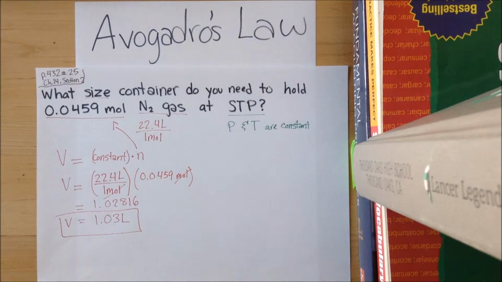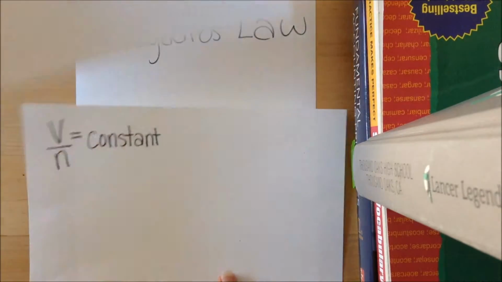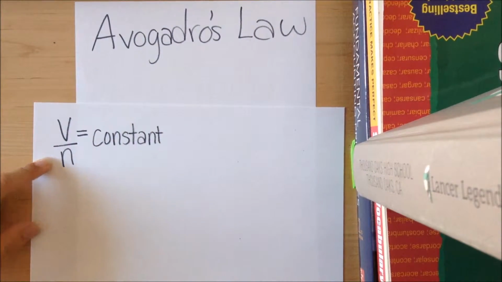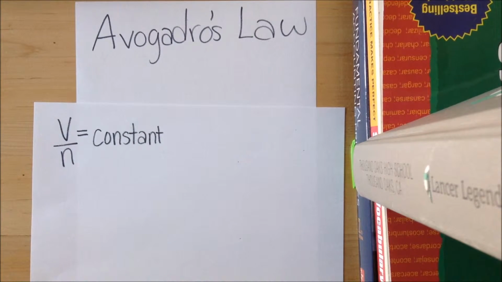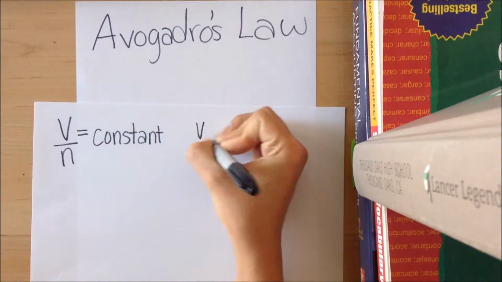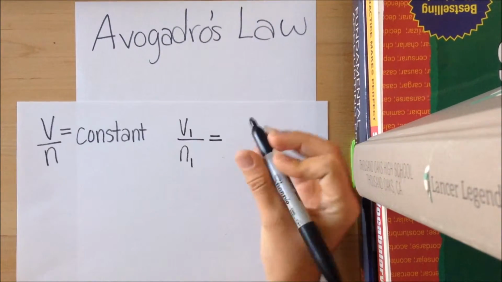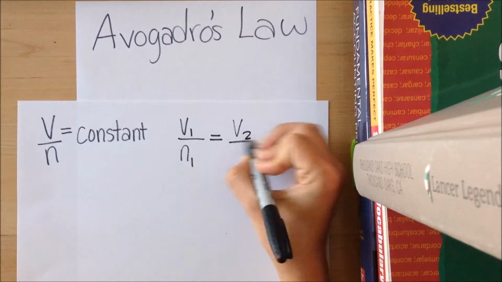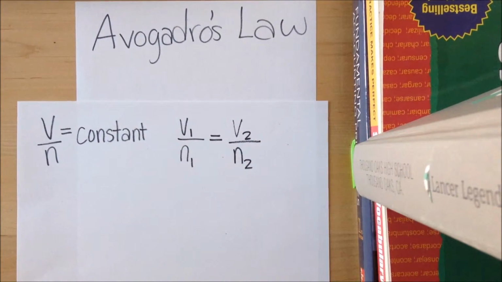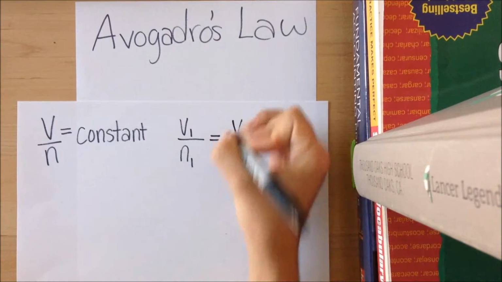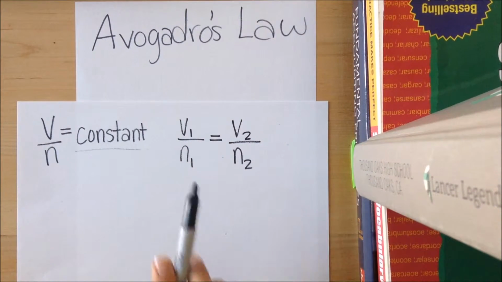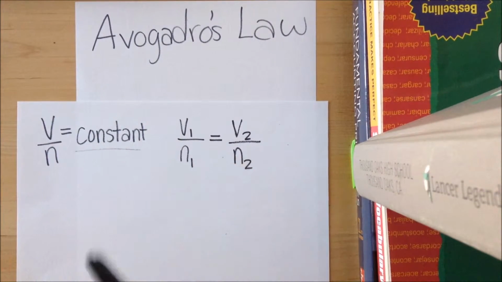Okay, so now we're going to do another sample problem, but this time we're going to use two situations. If we go back to the formula of volume over number of moles equals the constant, then we also know that with two situations, the volume of one over the amount of moles of one will equal the volume of another container over the amount of moles in that container. Because it's a constant, you can relate these two situations. So let's do an example using this formula.